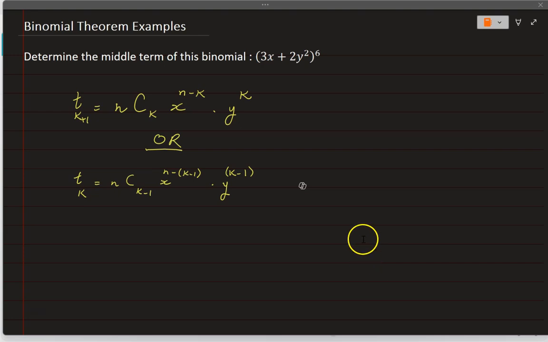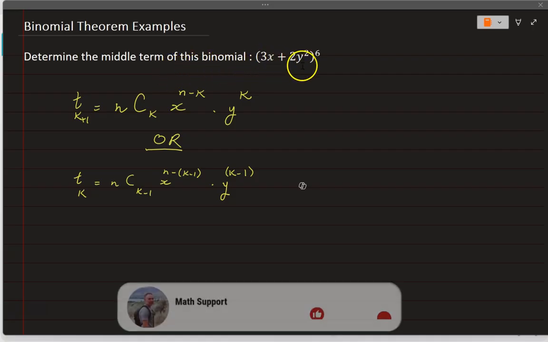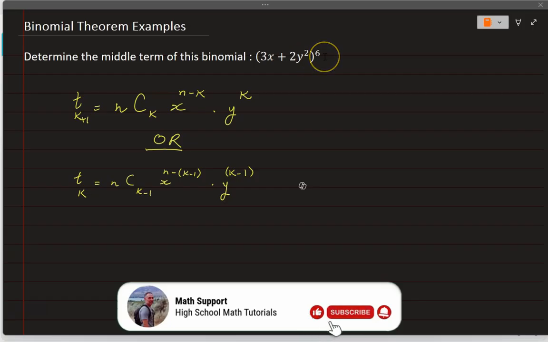Binomial theorem examples for today's lesson. We're going to go through 3 examples, going through the binomial theorem. All right, first one: determine the middle term of this binomial. We have (3x plus 2y squared) all to the 6th.